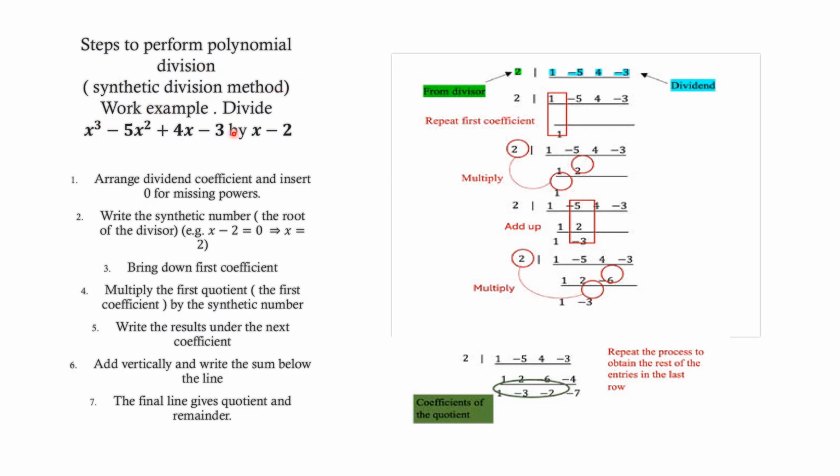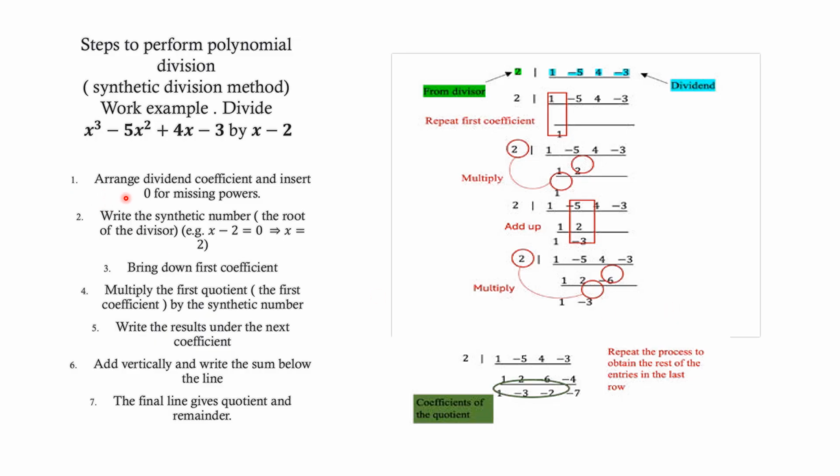And the synthetic division method can also be used to perform the division expression. So we are still maintaining the function x cubed minus 5x squared plus 4x minus 3 being divided by x minus 2. So if we want to use the synthetic division method, how do we perform it? The steps are here, and the steps have been arranged in this particular format for you to know how we perform this operation to obtain the same results as the long division.